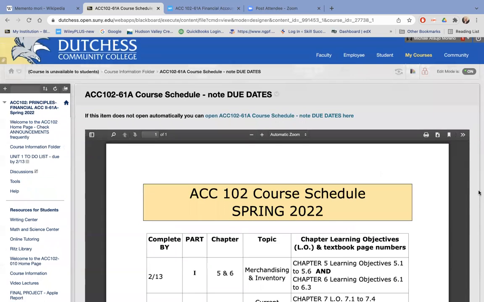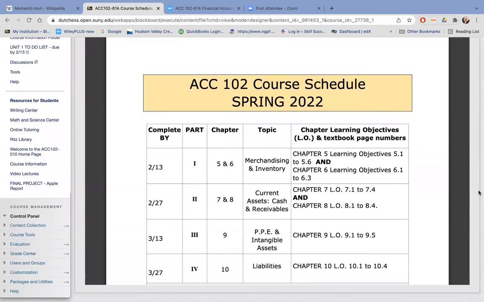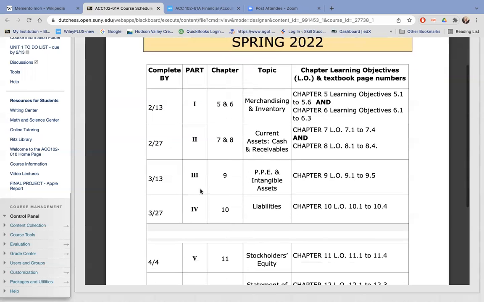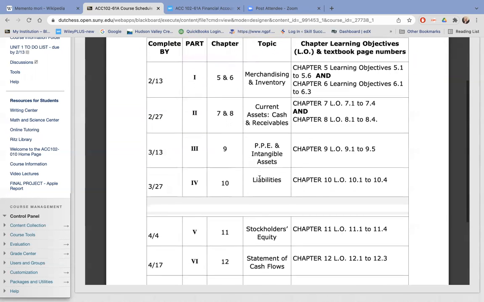What you'll see is we cover the rest of the book in Accounting 102 that we started in Accounting 101. Unit 1 is on inventory. There are 2 chapters to it, and we're going to do them both. Unit 2 covers the current assets. We have a chapter on cash and receivables, so we do those together. Unit 3 talks about long-term assets and intangibles, or property, plant, and equipment and intangibles. Again, that's its own section.